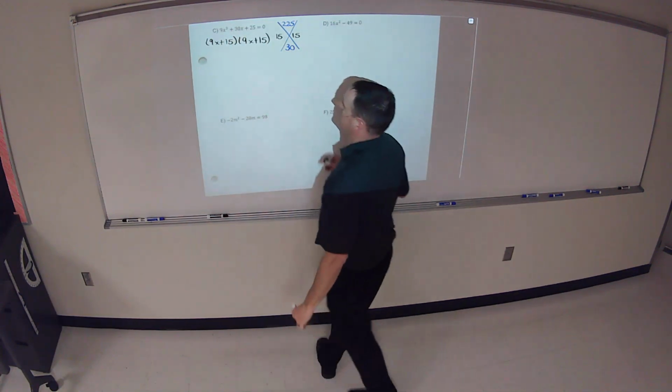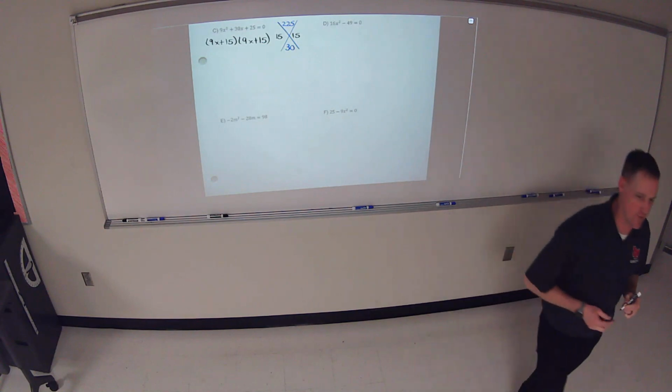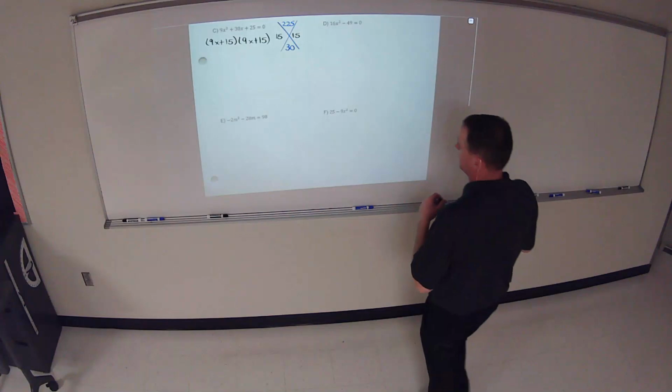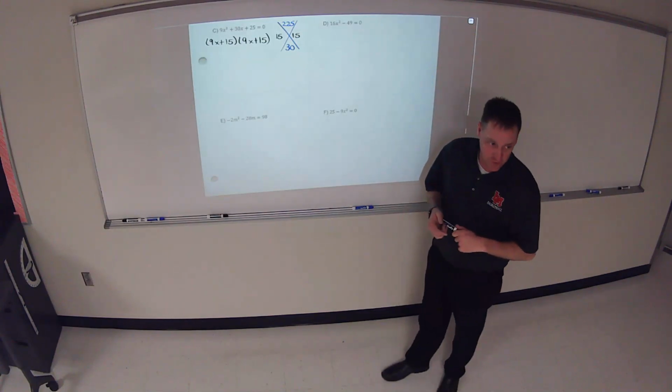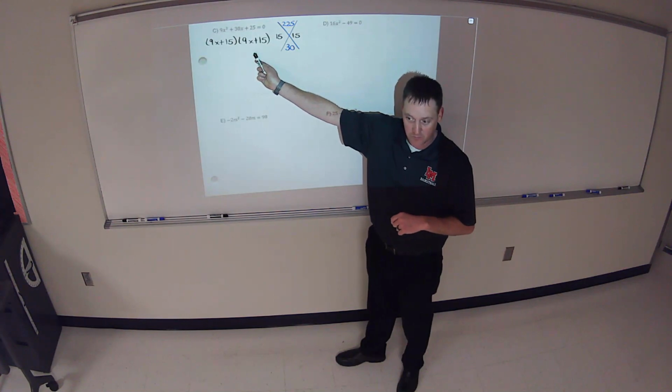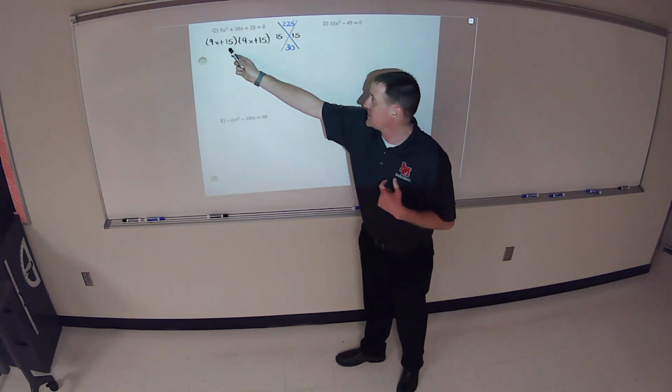Alright, so in this problem, if I take my A times C value, we're going to get 225, and our B value is 30. Okay, so two numbers that multiply to give you 225 and add to give you 30 are 15 and 15. Now, here's where you need to be careful. You can't just take these, set them equal to 0 and solve, because this isn't the factored answer.